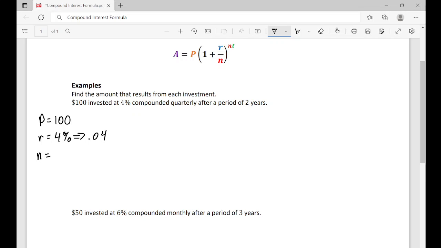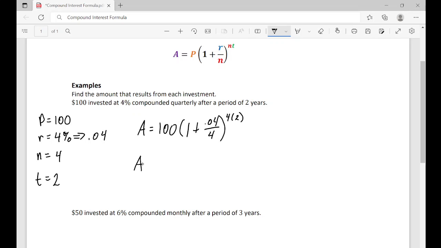Next is the compounded period. It is compounded quarterly. And since this is related to years, we say that there are 4 quarters in a year. So quarterly means n equals 4. And t is how much time has passed, and it's been 2 years, so t equals 2. So we have everything we know about this, so we can plug it into our formula and see what we get. So the amount we have is going to be equal to the principal 100 times 1 plus 0.04 divided by 4 raised to the 4 times 2.